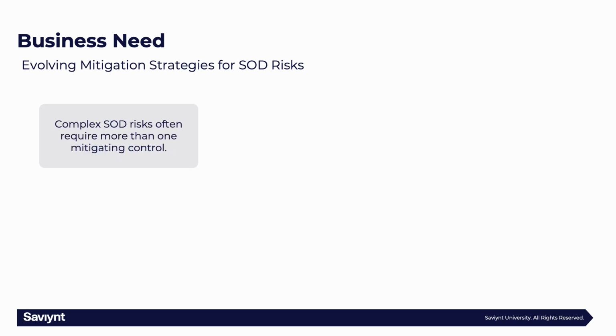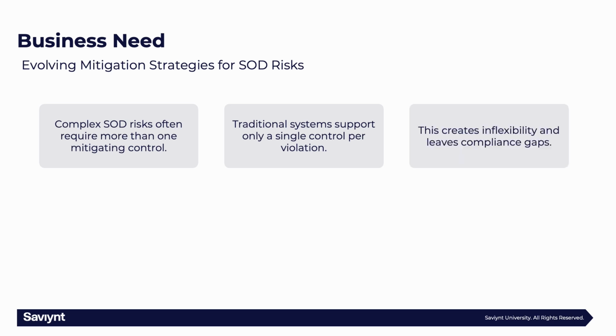Organizations are increasingly dealing with complex SOD violations that require more than just a single mitigating control. In many cases, a single violation might need multiple layers of mitigation to fully satisfy compliance requirements. But here's the challenge. Traditional systems often assume one control per risk, making it harder to manage these real-world complexities.